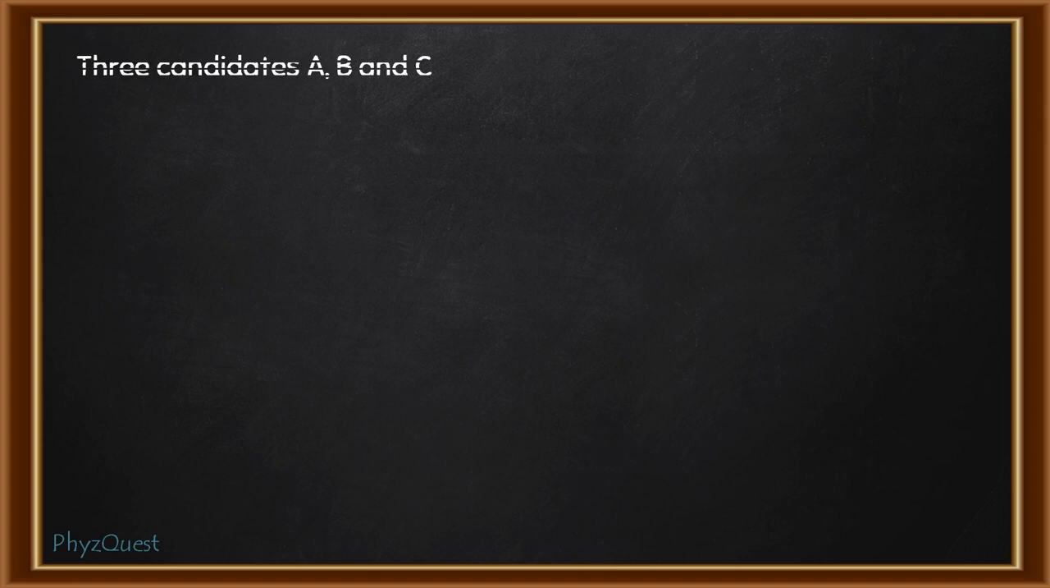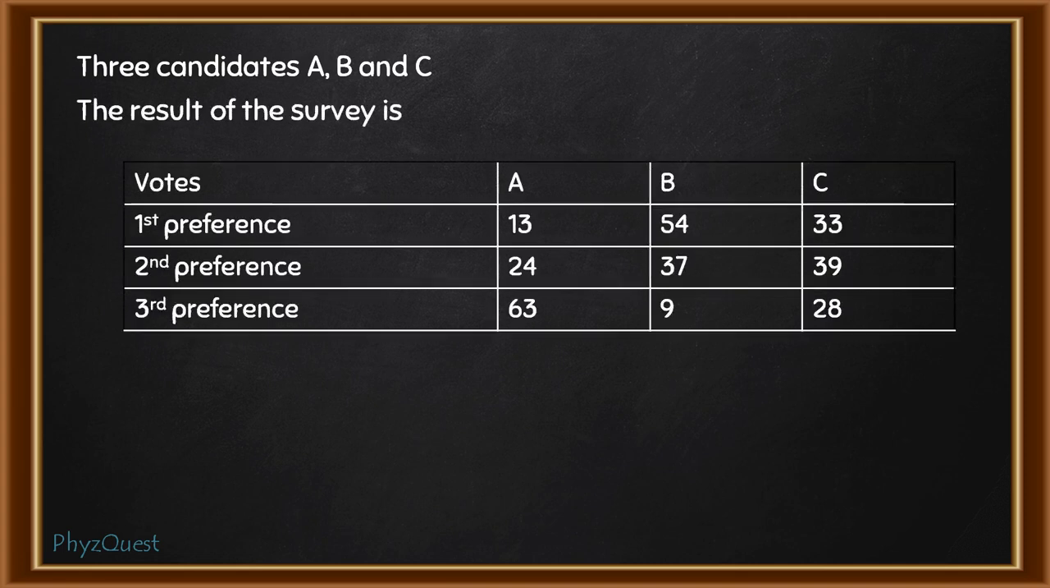So there are three candidates A, B and C. Now a survey is conducted for the three candidates to find out which of them is the most preferred candidate. So the result of the survey is this. This is a table showing the number of votes the three candidates A, B and C have got as first preference, second preference and third preference. Now here, candidate A has got 13 votes as first preference, 24 votes as second preference and 63 votes as third preference. Similarly, candidates B and C have got different numbers of votes.